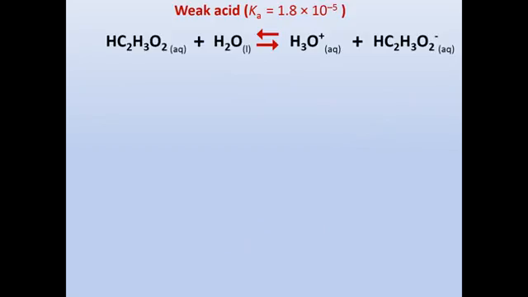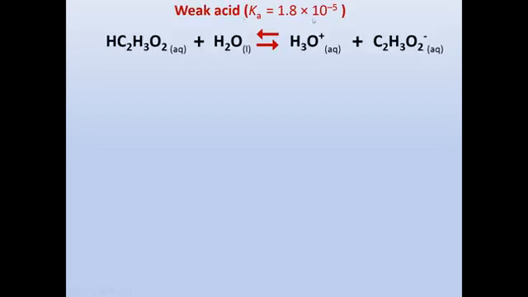Okay. So the third example we'll go through is for a weak acid. In a weak acid, it does not completely dissociate. So we have a weak acid dissolved in water, and the reaction goes towards the right, but this is a reversible reaction. The two products, the hydronium ion and the conjugate base, will react to form the weak acid and water. The example we're going through here is acetic acid.